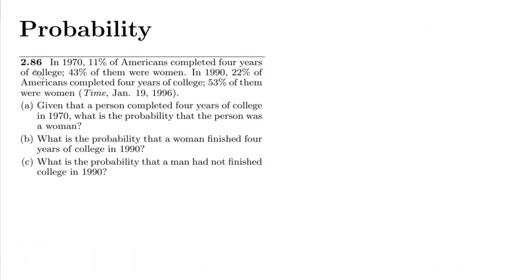So this is question 2.86, and the statement it has is, in 1970 11% of Americans completed 4 years of college. 43% of them were women.